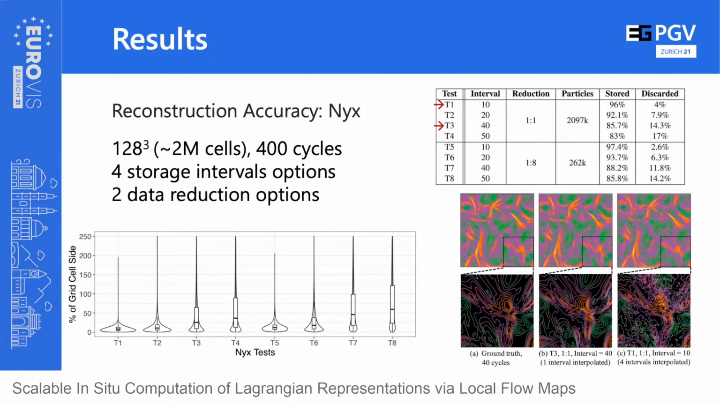The FTLE visualization on the right compares the ground truth FTLE to the FTLE derived using the flow map from test T1 and T3. The ground truth has an FTLE computed over 40 cycles. T3 had an interval of 40, whereas T1 had an interval of 10, so we needed to interpolate 4 intervals to derive the FTLE field.